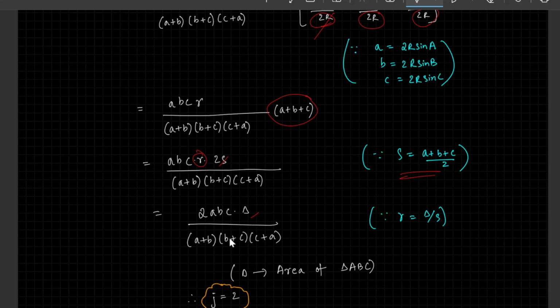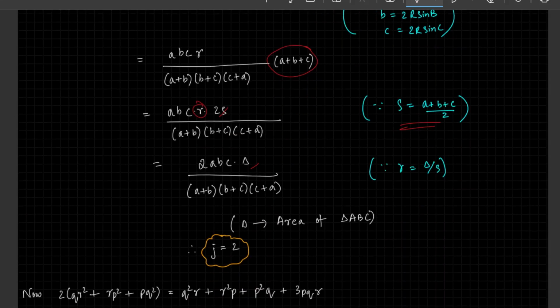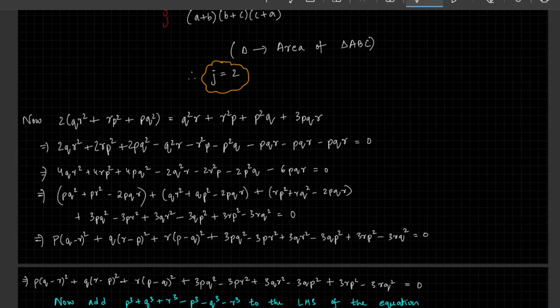we are left with 2ABC divided by (A plus B) into (B plus C) into (C plus A) into the area of the triangle. So delta is the area of the triangle. So when we compare, this is the value of J. So J is equal to 2. So that's it. And now we can just substitute the J value in the equation given.